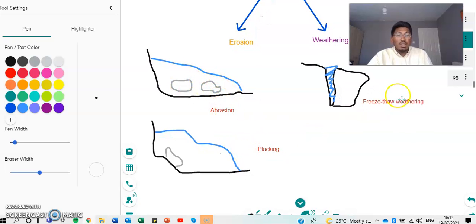Now I've highlighted all these terms in red because they're very important terms, and you should go back and try to define them yourself and make sure that you understand what these terms mean.